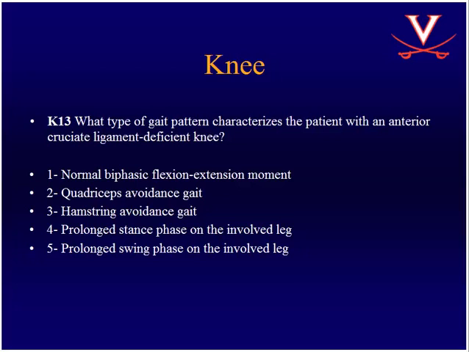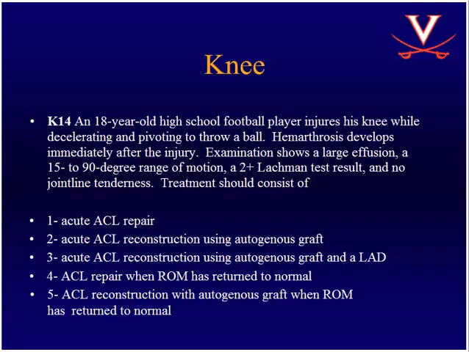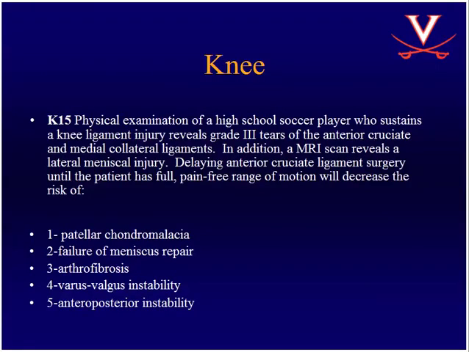13, gait pattern, ACL deficient knee, quadriceps avoidance. 15, soccer player, knee injury, grade 3 ACL, MCL, also lateral meniscus. He has the new O'Donoghue's triad: ACL, MCL, lateral meniscus. O'Donoghue described ACL, MCL, medial meniscus, but now we know it's more commonly this triad. So if you delay ACL surgery, what are you going to reduce? Medial side injury, high risk of getting stiff, so you reduce the arthrofibrosis.